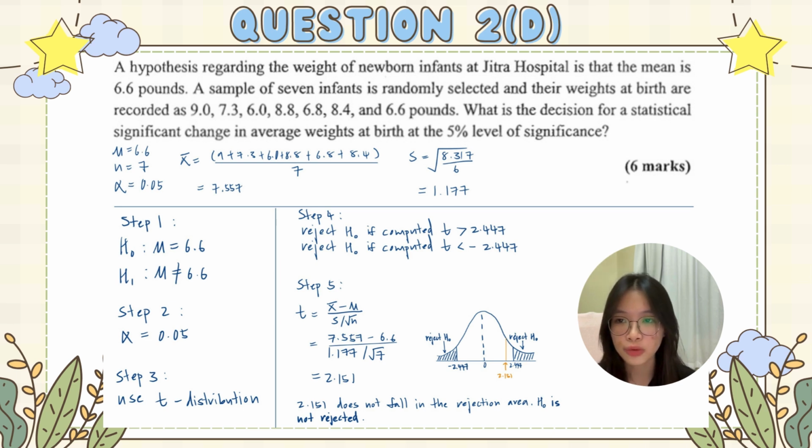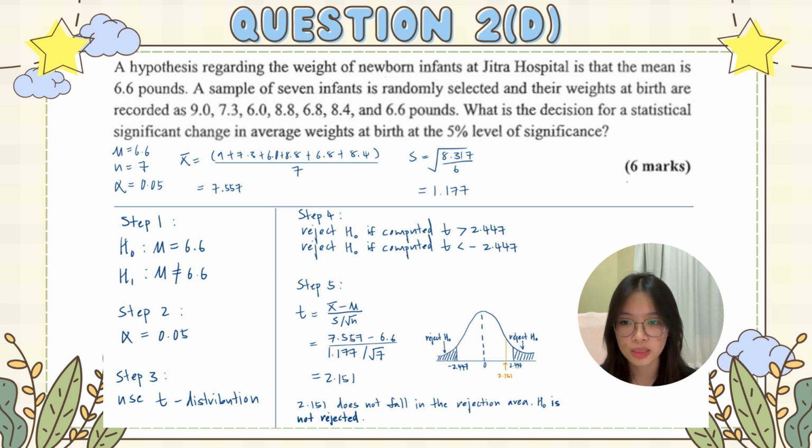So from the question, we know that the mean equals 6.6, the sample size equals 7, and the significance level equals 0.05. From this, we can calculate the sample mean and we get the answer 7.557. And we can calculate the sample standard deviation, which equals 1.177.